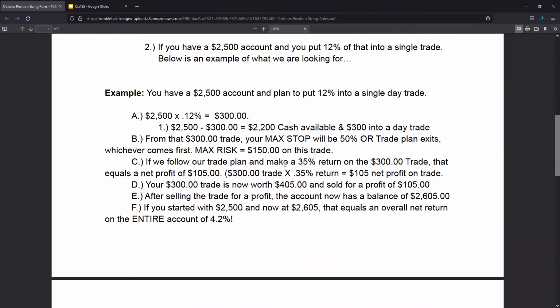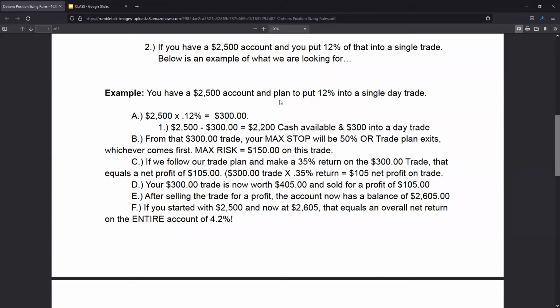So an example here, and I went over this with one of our students, Sammy, here when he was down here. And I'm going to be going over the details of that first trade challenge account that we did exactly this. So now an example is you have a $2,500 account and you're planning to put about 12% into a single day trade at a time.